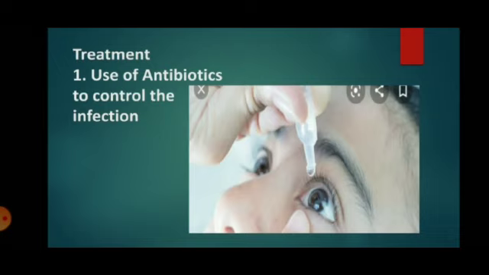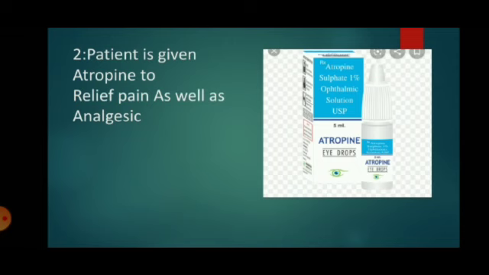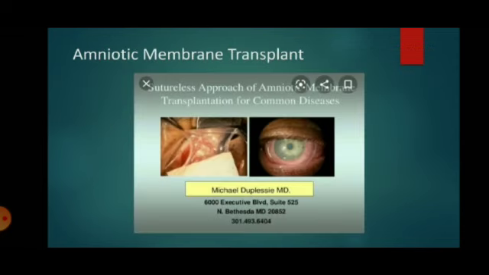If there is descemetocele, then a pressure bandage and contact lenses are used to support the cornea. But in the end, the final treatment is either amniotic membrane transplant or keratoplasty, because amniotic membrane is rich in multiple growth factors that help to promote tissue repair. That's why amniotic membrane has been very successful in the patient of corneal ulcer.